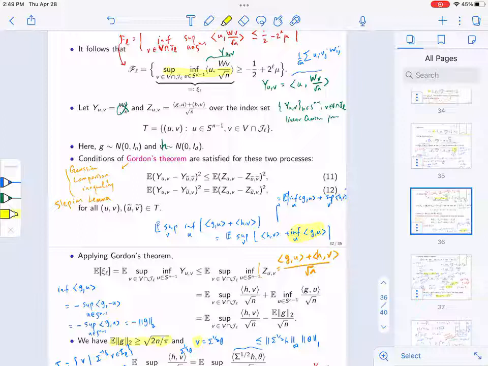This is not a nice looking function. If it was just this part, this would be the sum of a bunch of IID variables. But this is a very complicated function of W. Is there anything that we can use here?